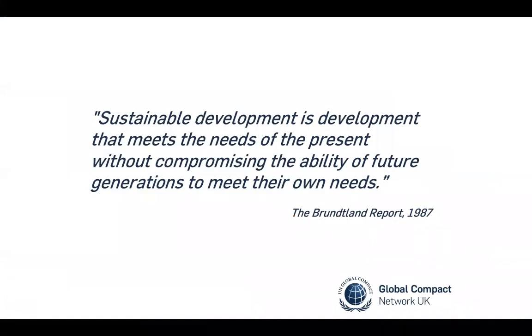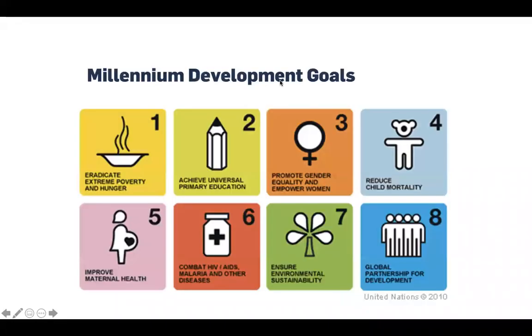Take you back to 1987. Gro Brundtland, former Prime Minister of Norway, led a UN commission on our common future. And from that came this very elegant definition of what sustainable development actually is. Development that meets the needs of the present without compromising the ability of future generations to meet their own needs. And that 1987 report set in motion further work in this space, which led in 2000 to the launch of the Millennium Development Goals.